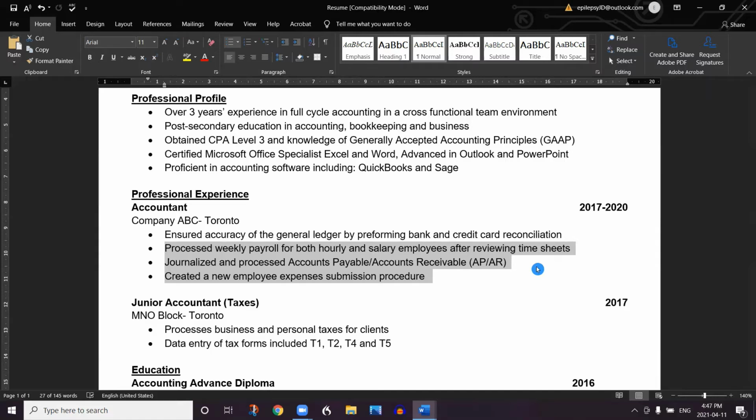There's a few things that we can do with this. In terms of payroll, the first question that jumps to my mind is, how many employees? Is this a big company? Is it a small company? So it's really good to put down some metrics in there.